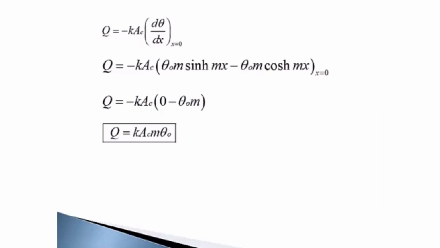Differentiating the theta equation, we get minus kAc into theta 0 m sinh mx minus theta 0 m cosh mx at x is equal to 0. When x is equal to 0, sinh 0 is 0 and cosh 0 is 1. So finally we get kAc theta 0 m. This expression gives the heat transfer through a long fin.